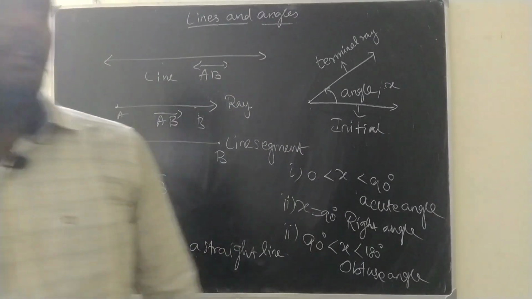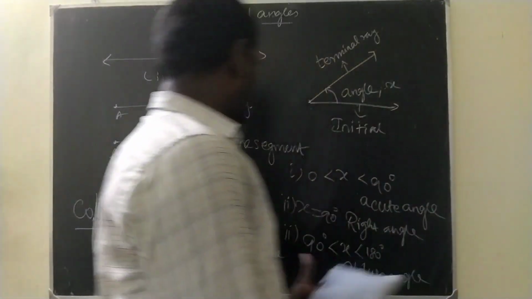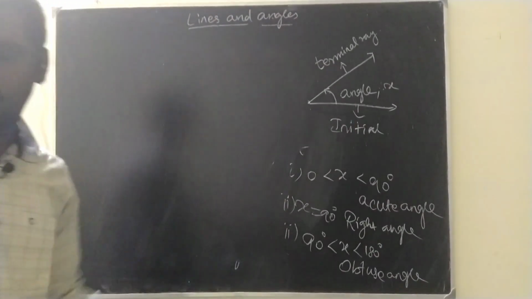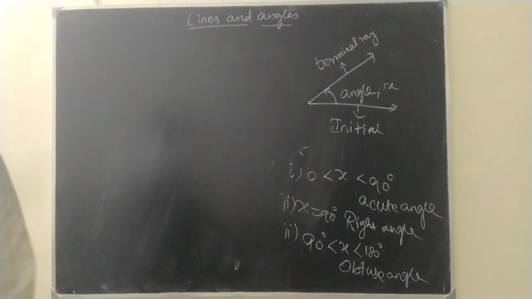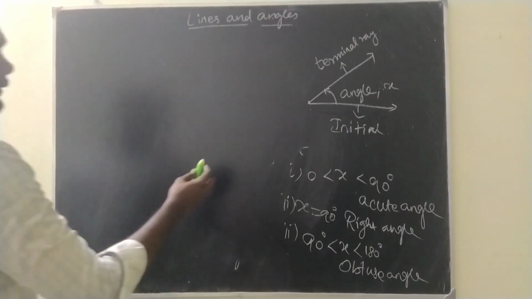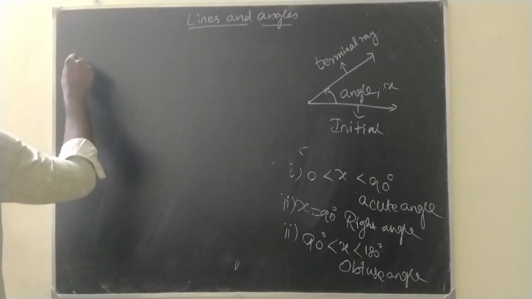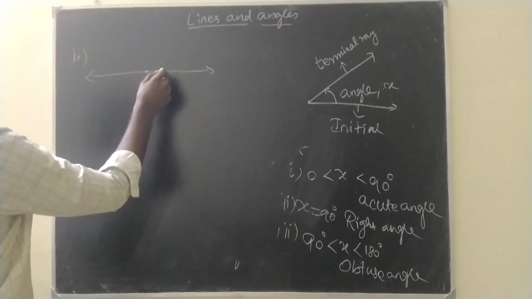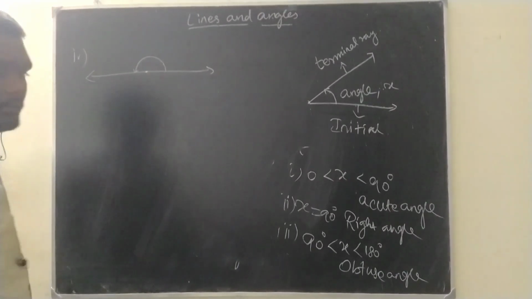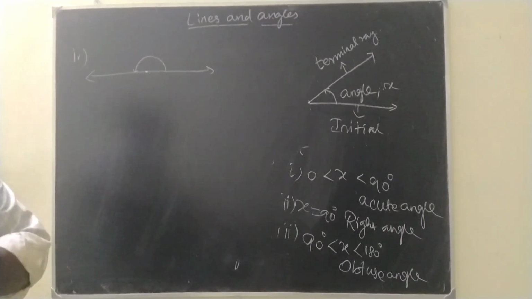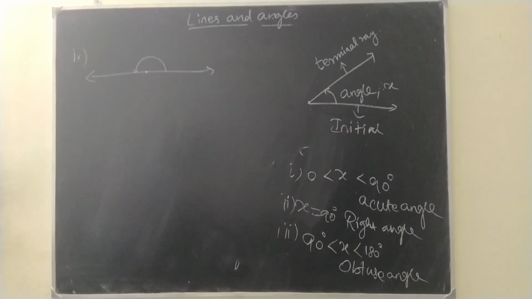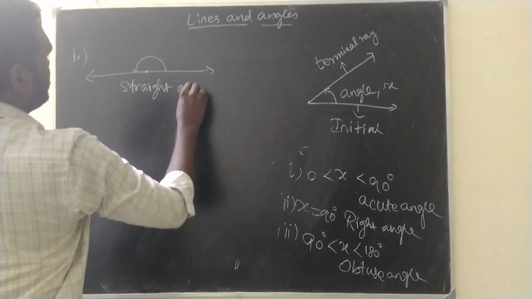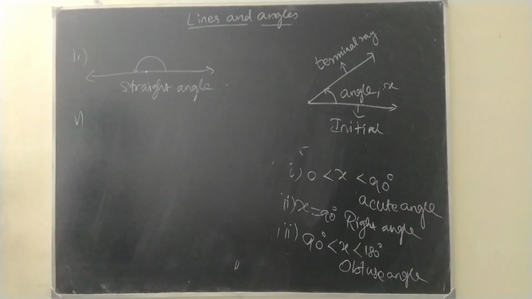Okay. And then if that angle is exactly 180 degrees, this is the midpoint. From here, a half rotation it took. This is exactly 180 degrees. Then it is called a straight angle.